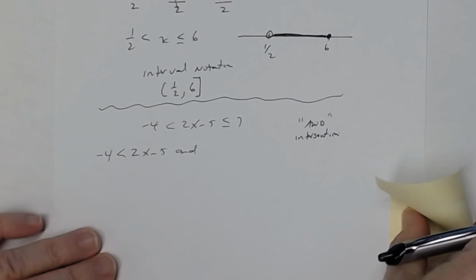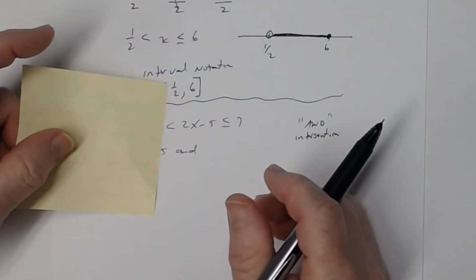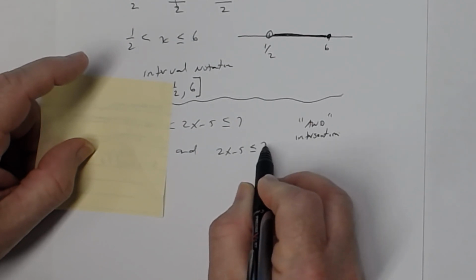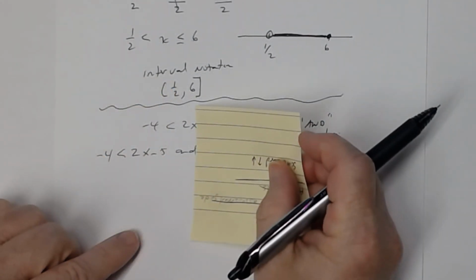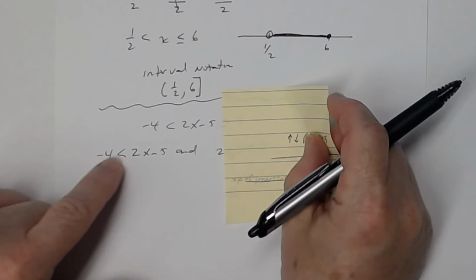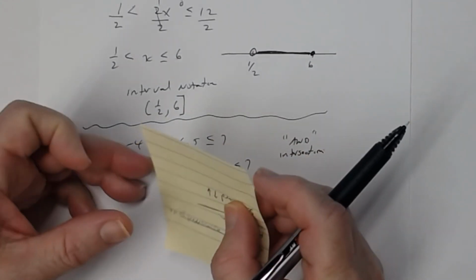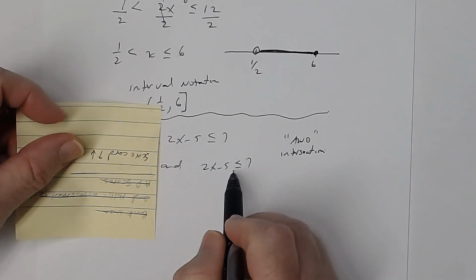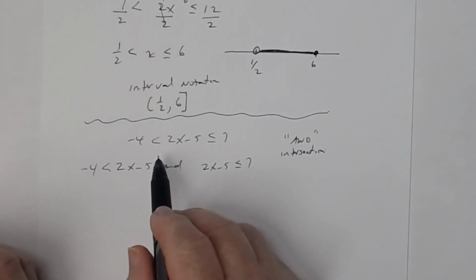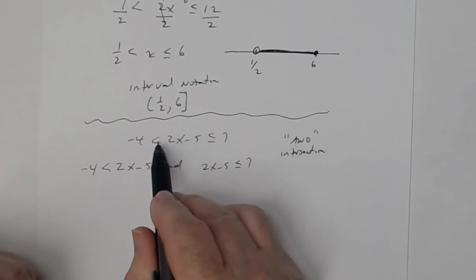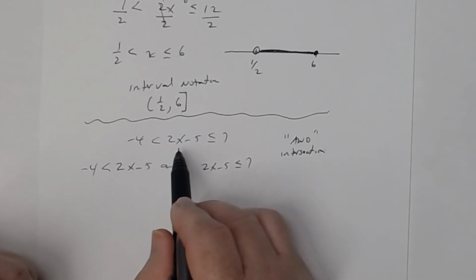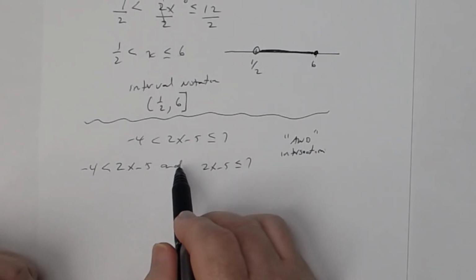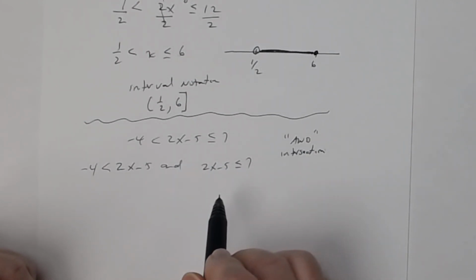And at the same time, you're going to cover this part up right here, and you're going to say 2x minus 5 is going to be less than or equal to 7. So again, notice what I did. I covered this and just rewrote what I saw. And at the same time, 2x minus 5 has to be less than or equal to 7. That's what this says. -4 is less than 2x minus 5, and at the same time, 2x minus 5 has to be less than or equal to 7.